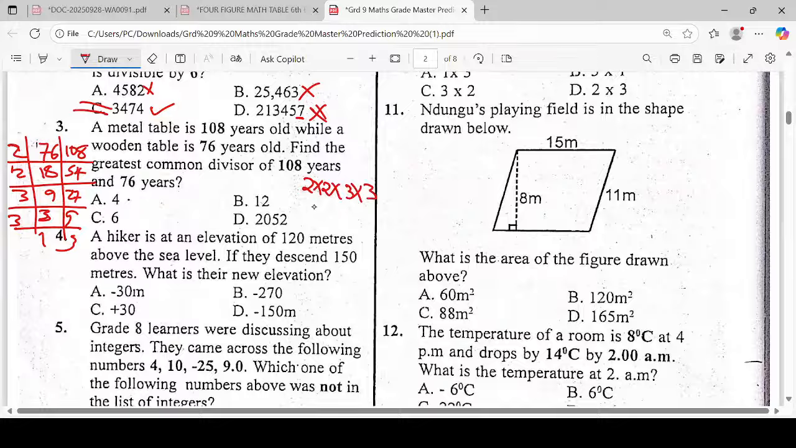That is just a moment. Let me see my working. 76 and 108. 76. Just a moment. And 108. Oh my God. I think I missed here.